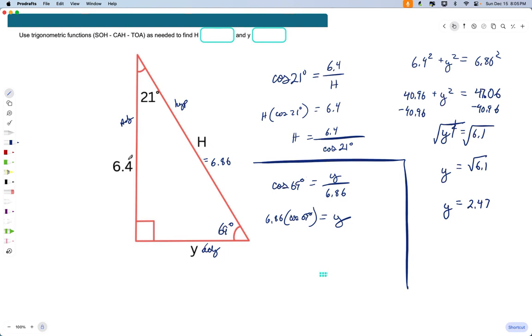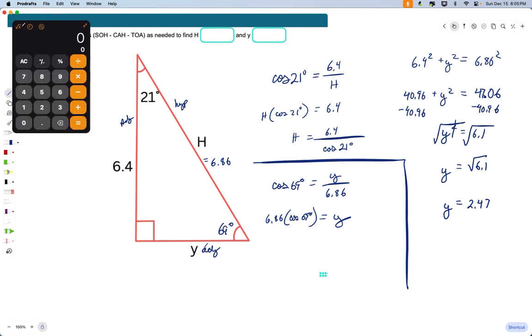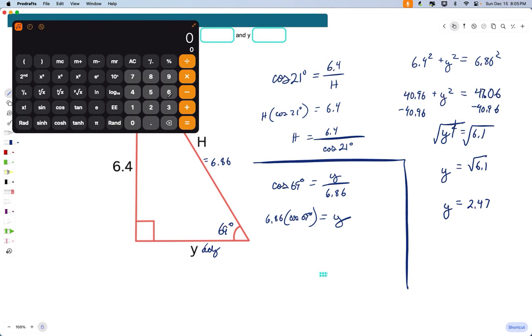Okay, so now we can just do that on the calculator. So I've got 69 cosine times 6.86. If I round this, I get 2.46. Really, really close. We got 2.47 here and 2.46 here. And I have a feeling if I had not rounded this, then we would be perfect. Let me unround it just for funsies.